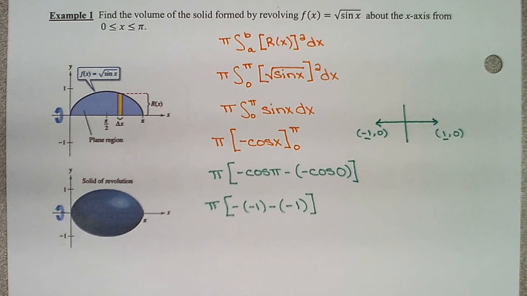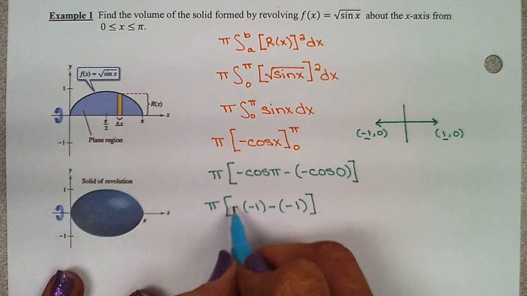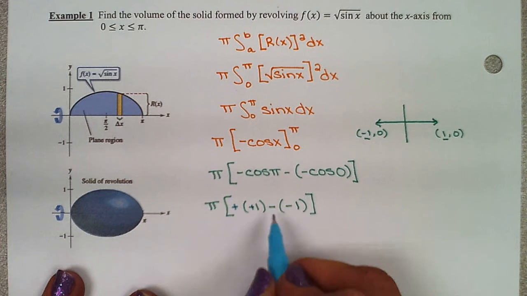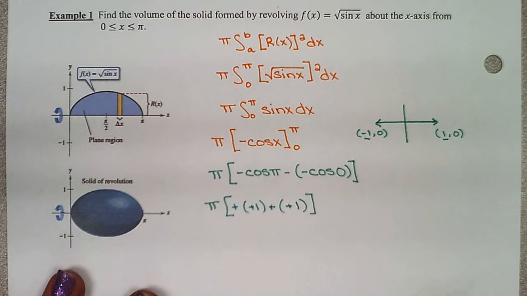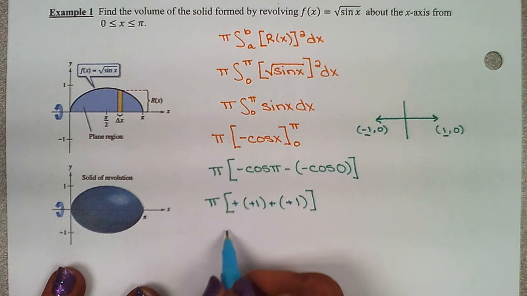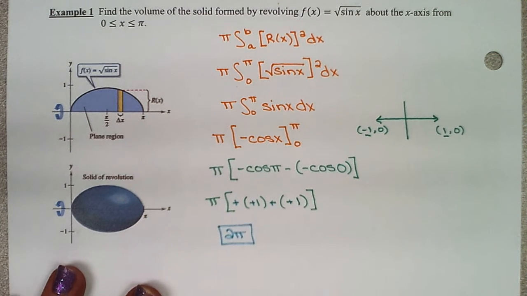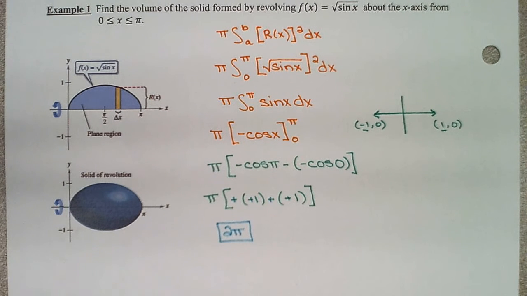If I go through and take my double negatives and turn them into plus signs, a minus and a negative is going to be a positive, another minus and a negative is going to be a positive. I end up with 2 here, times the pi in front, which tells us that the volume of that curve when it's rotated around the x-axis is going to be 2 pi.